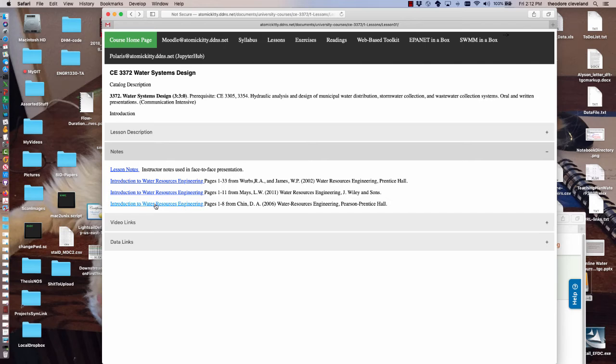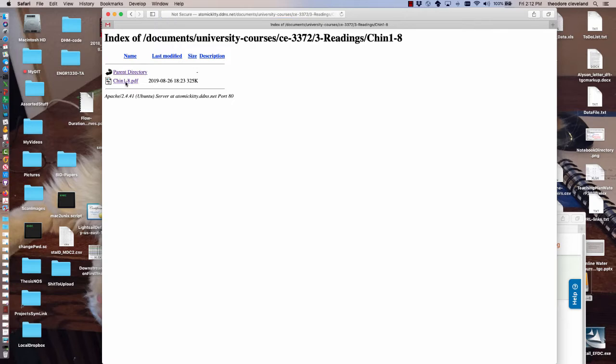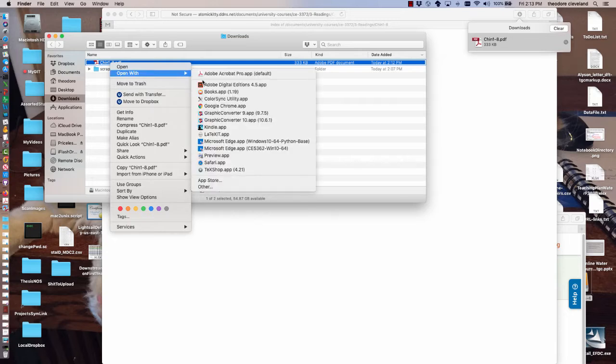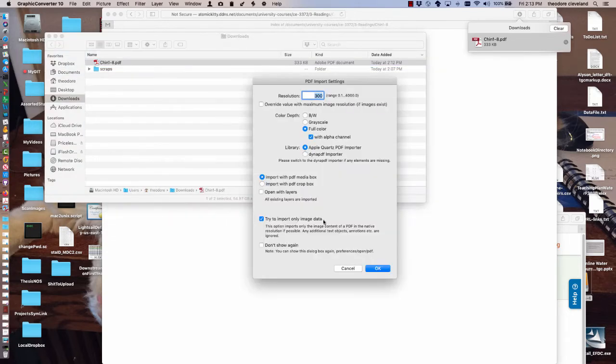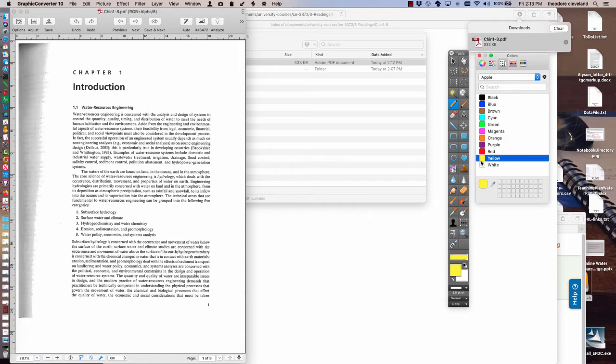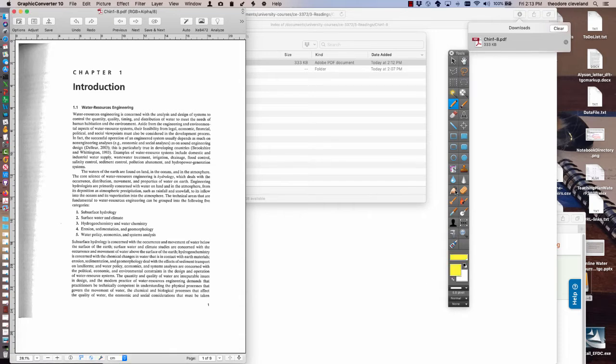So I'm going to intentionally choose the readings from Chin first. I'm going to download the file. Okay, show in the Finder. And I'm going to actually open it with a particular software so I have some ability to make markup. Open with the graphic converter. So this is going to open the file as just a series of pictures. But I have a writing stick, and I think I'll choose yellow. And we can use that to underline things.